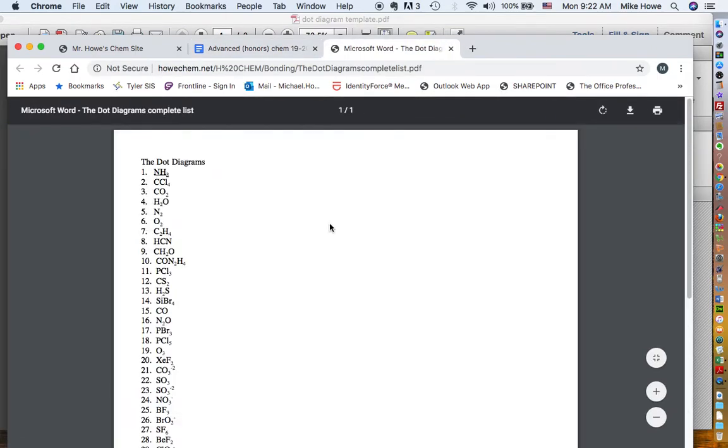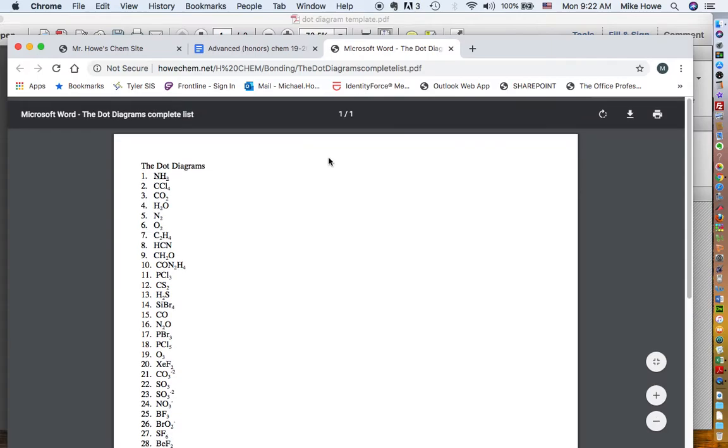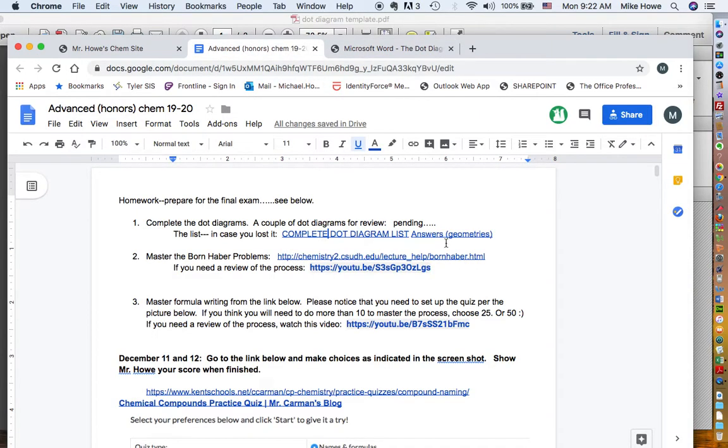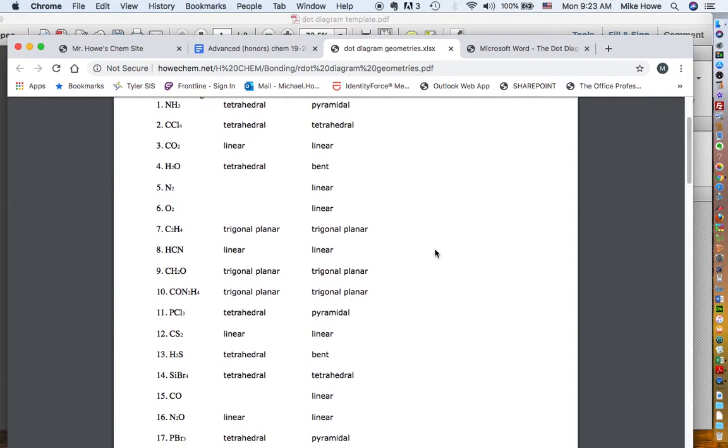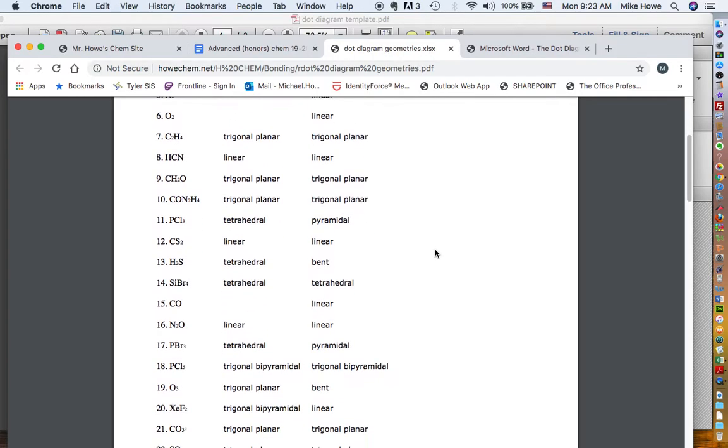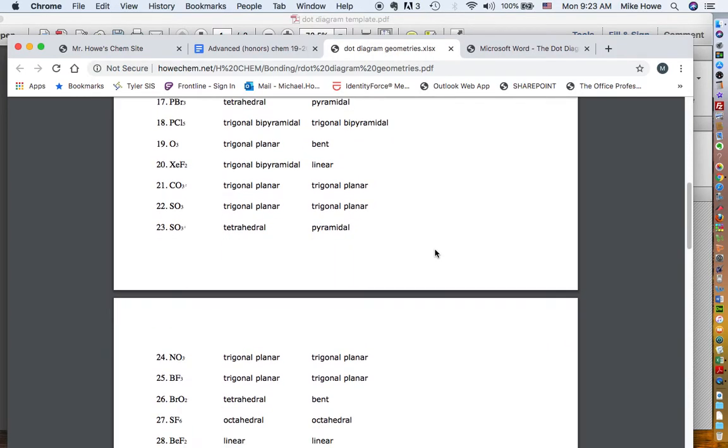Notice that the next link on there was the answers. Now the answers include only the geometries, but I'm working under the assumption that if you can get the geometries correct, then you probably drew the dot diagram correctly. So we'll just pick one down the line here somewhere and review how to do this.